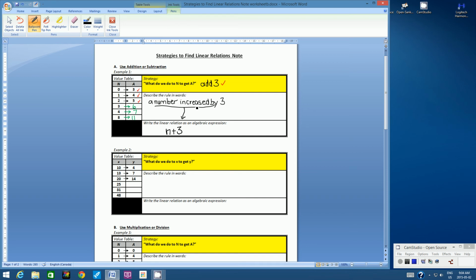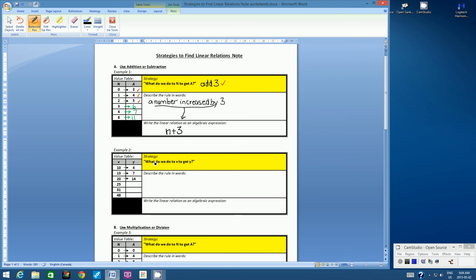So we've actually used a lot of skills, but a lot of skills that are related to each other. First, we had to determine the strategy by looking at the value table. Then we wrote the rule in words. Then we completed the value table, and then we wrote the rule as an algebraic expression. Okay, so a lot of steps there. Okay, let's go on to example 2.